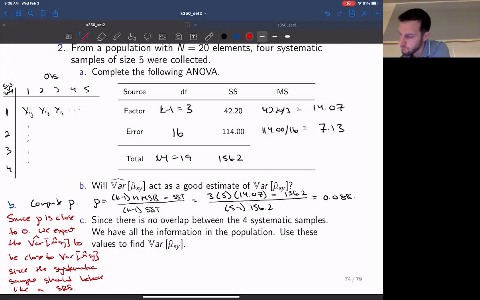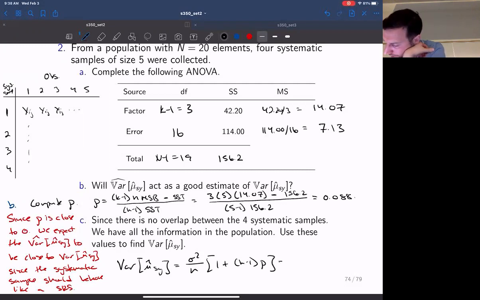Okay. And then in the last part, it says, since there's no overlap between the 4 systematic samples, we have all of the information in the population. Use these values to find the true variation of mu hat sy. Okay, so we have the true variation mu hat sy is equal to sigma squared over little n multiplied by 1 plus n minus 1 times rho.